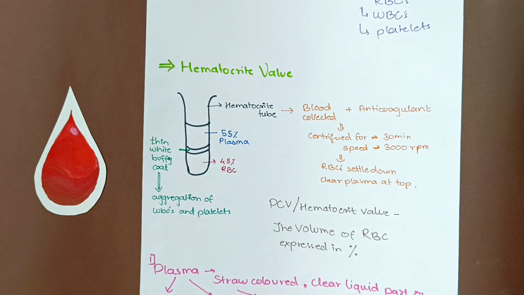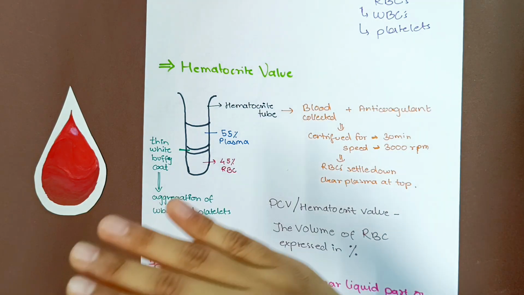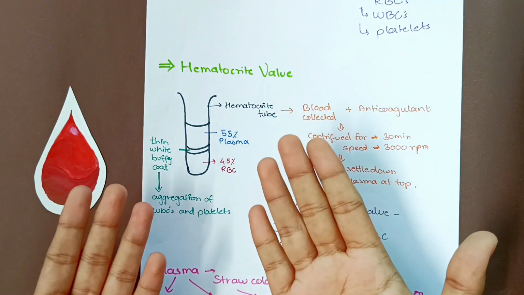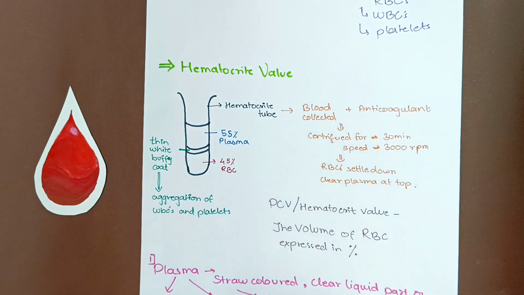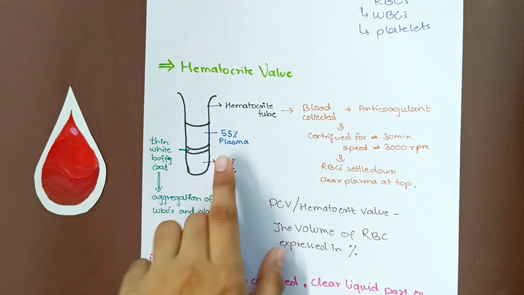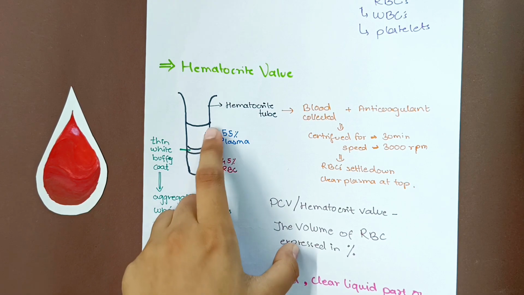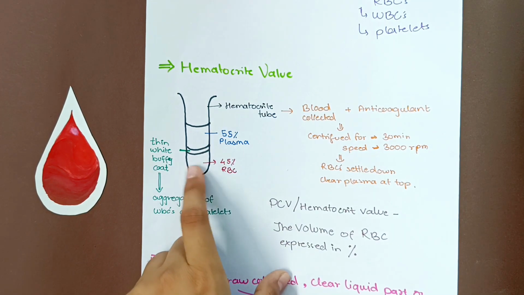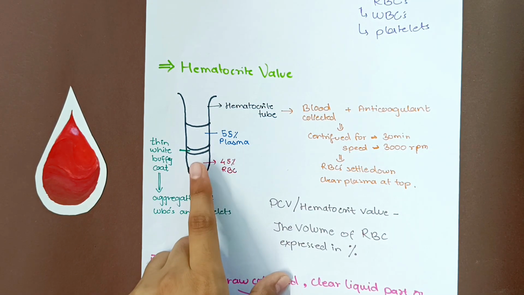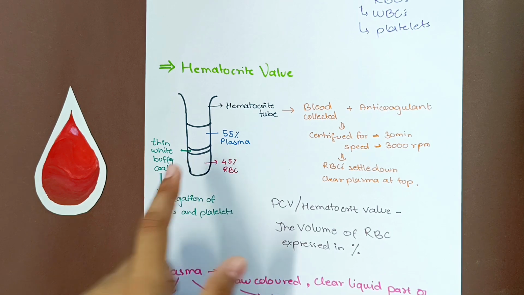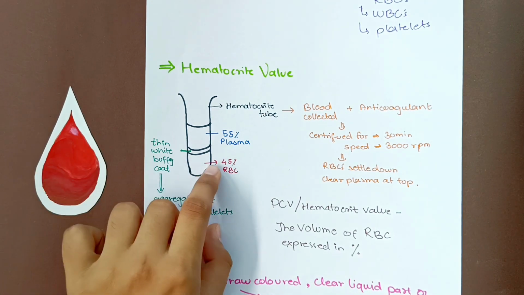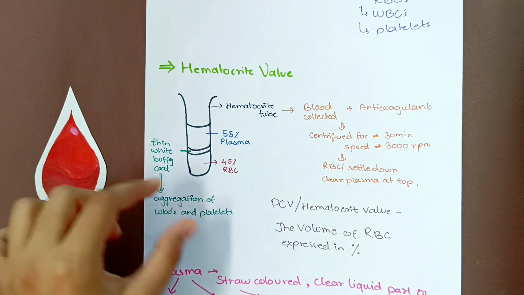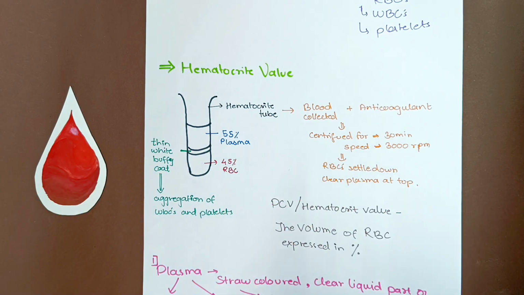Now, what will happen in this process is that the RBCs will settle down and the plasma will come up at the top, and there will be a thin white buffy coat in between both of them. So we'll get 55% of plasma at the top, 45% of RBCs at the bottom. It has settled down due to the centrifugation process, and in between we have a thin white buffy coat, which is the aggregation of WBCs and platelets.